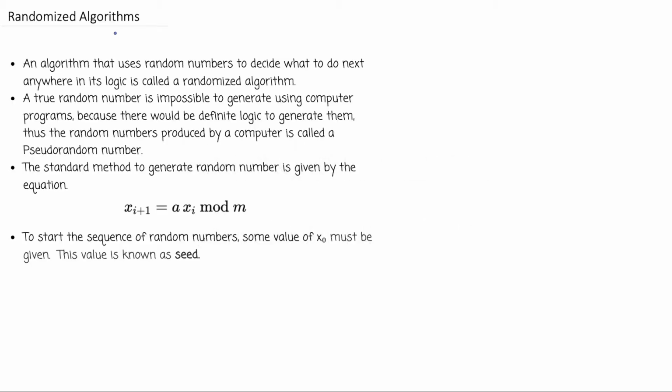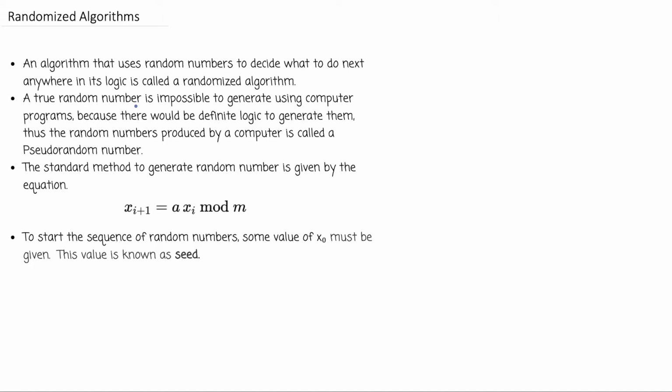Hello everyone. In this video I will talk about the concept of randomized algorithms. An algorithm that uses random numbers to decide what to do next anywhere in its logic is called a randomized algorithm. So we will be utilizing certain random numbers in the program or in the algorithm, and that random number will decide what to do next in the algorithm's logic.